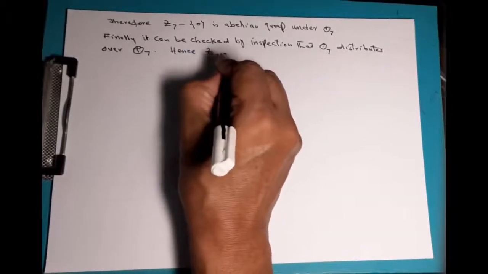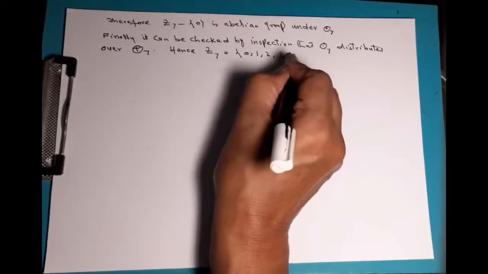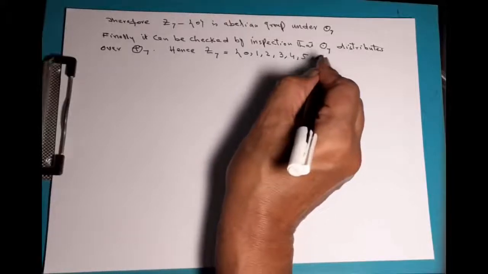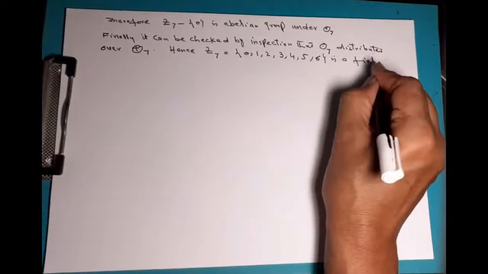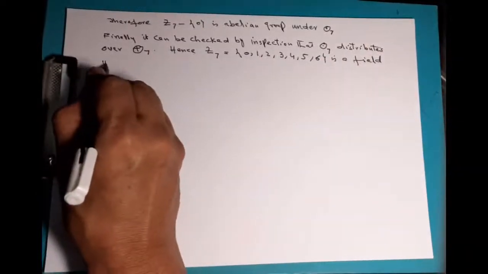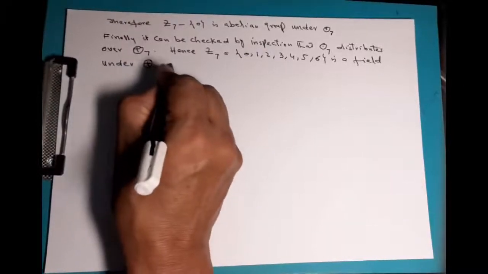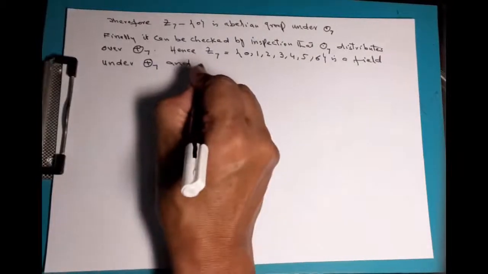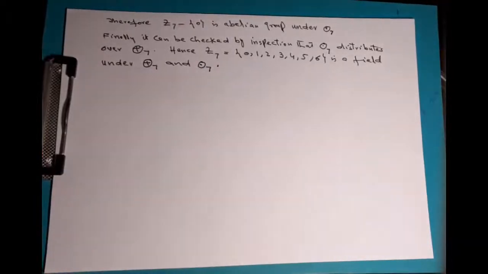Z7, which is in fact 0, 1, 2, 3, 4, 5, 6, is a field, and this is a field under the binary operations addition modulo 7 and multiplication modulo 7. So this is one of the examples for Zp being a field where p is a prime.